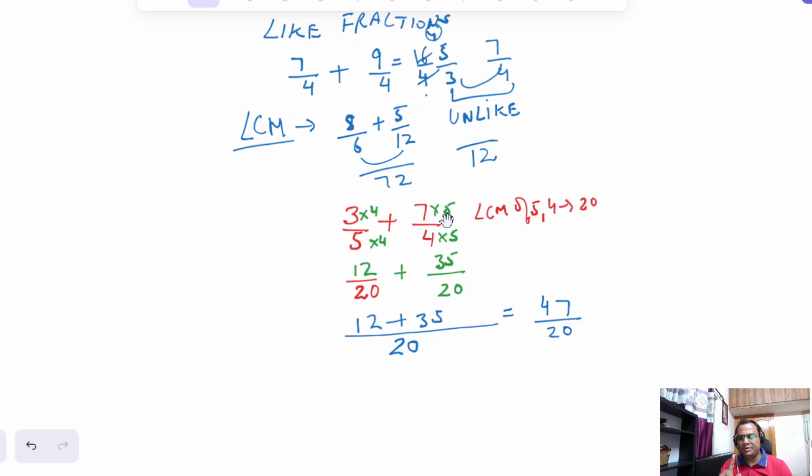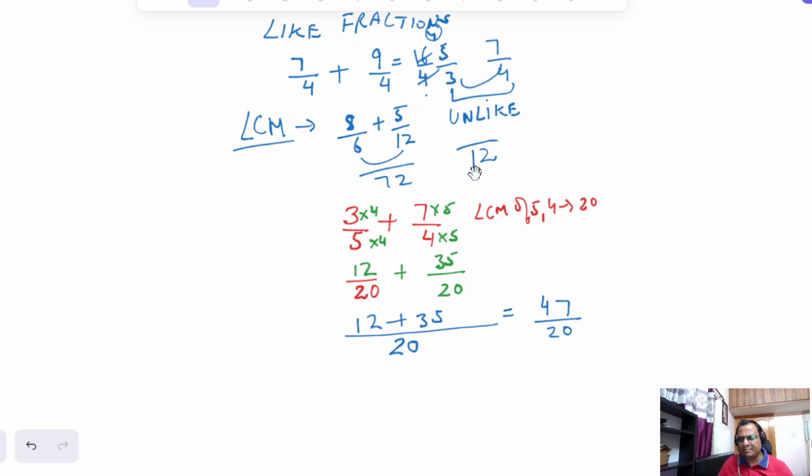So always remember, we have to make the denominators equal to the LCM. Whatever you multiply with the denominator to make it equal to the LCM, the same thing you need to multiply with the numerator. And once you convert the denominators to be the same, you just add the numerators, not the denominators. So 5 times 4 is 20, 3 times 4 is 12, 4 times 5 is 20, and 7 times 5 is 35. Then we added the numerators 12 and 35 to make it 47 upon 20.